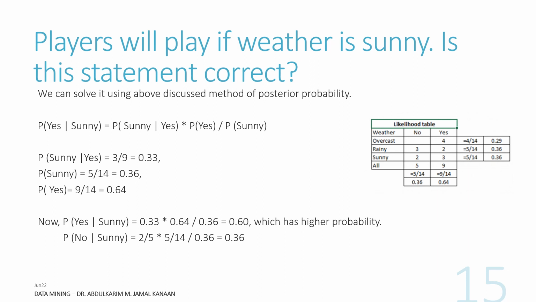Then we get 0.36. So comparing these two figures, we find the probability of yes given the weather is sunny is higher than the probability of no given the weather is sunny, and then we can conclude that the football players are going to play even if the weather is sunny. In other words, the statement above is correct. Players will play if the weather is sunny.